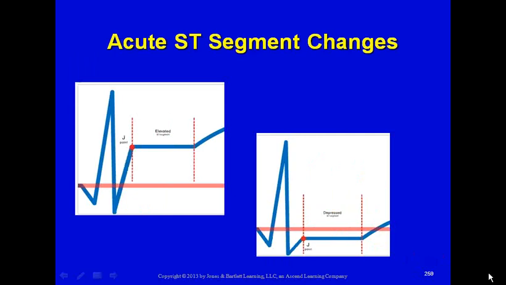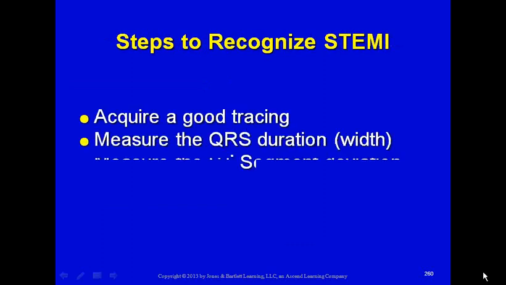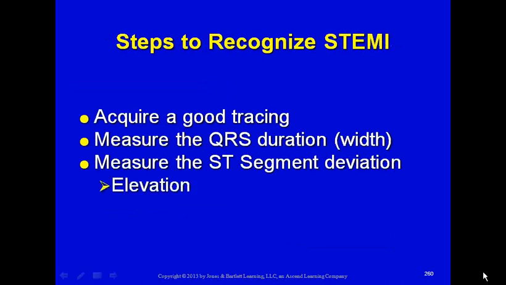So the acute changes, the sudden changes we're going to see in ischemic tissue are going to be ST segment depression. So we look for that ST segment depression. Injury, actual injured heart muscle, is evident when we have elevated ST segments. So the ST segment has to be elevated above the isoelectric line. Steps to recognizing a STEMI: get that good tracing, measure the QRS width, measure the ST segment deviation, whether it is elevated, is it depressed.